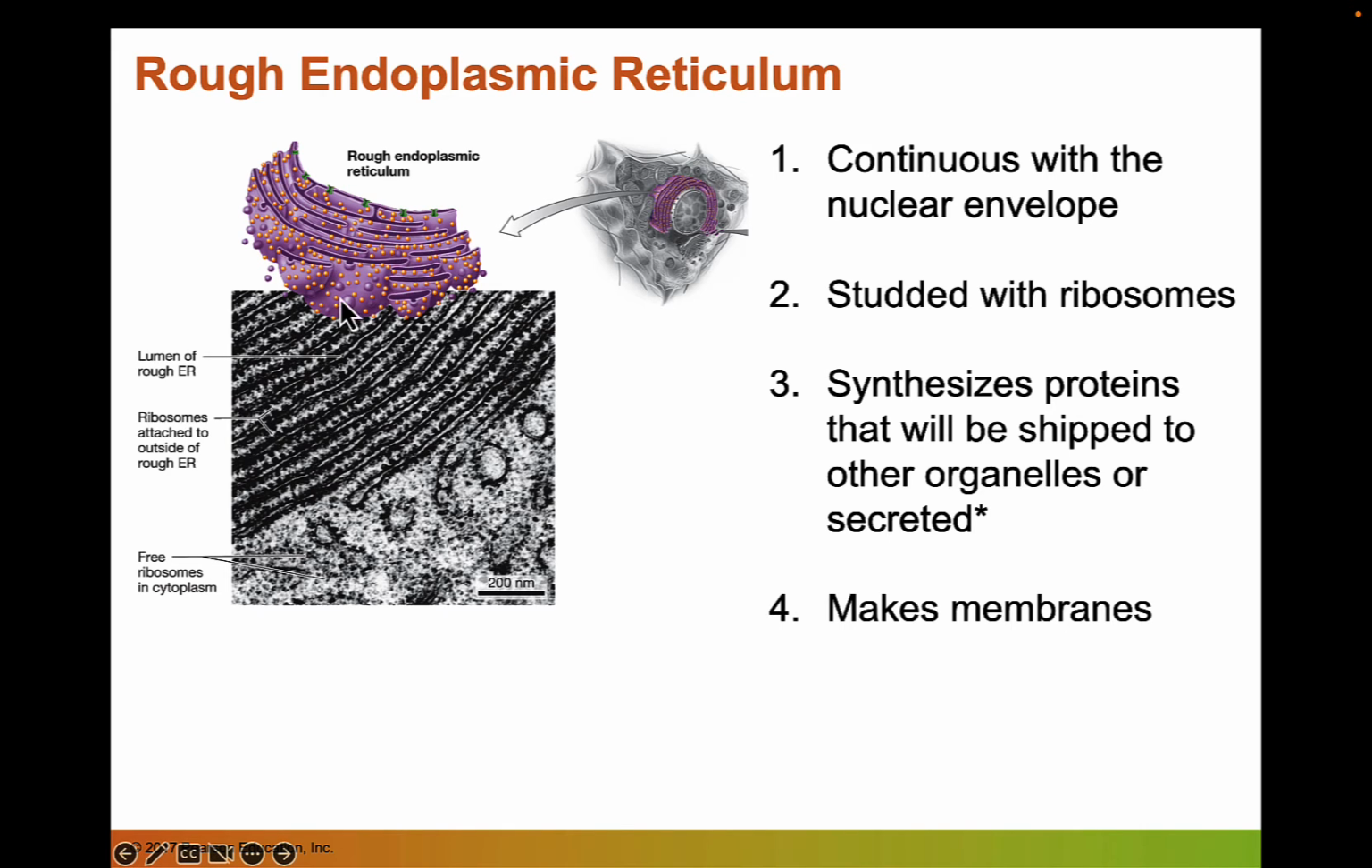The rough endoplasmic reticulum is also important for making membranes, like the plasma membrane. And so this is a very important structure. And again, if cells need to make a lot of protein, it means that they need a lot of rough endoplasmic reticulum.